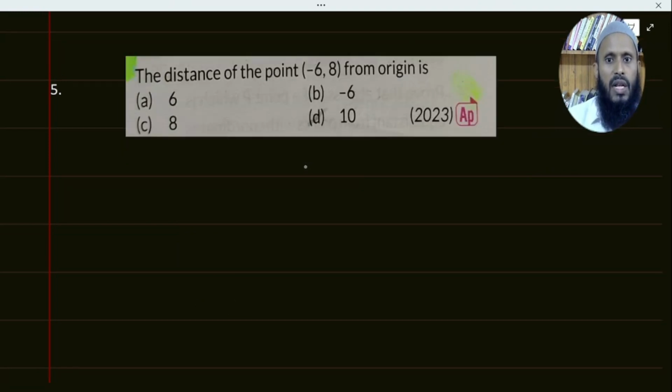So we'll move to the last question. The distance of the point minus 6 comma 8 from the origin. Okay, we know that the origin is usually taken as point O, where the x coordinate and y coordinate will both be 0. So we have to find the distance between O (0, 0) and the given point, say P (minus 6, 8). Again we can use the distance formula.